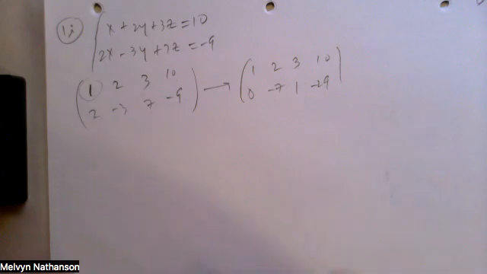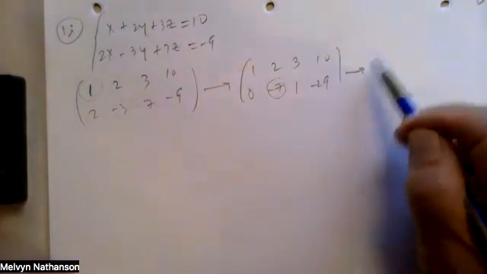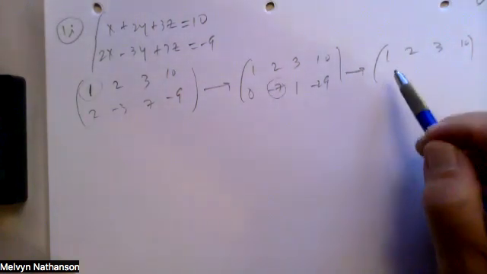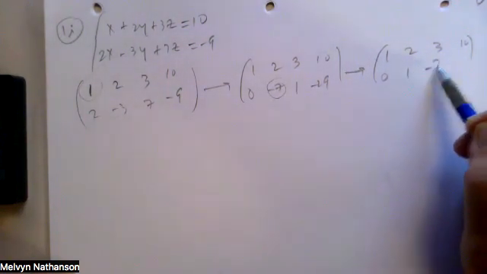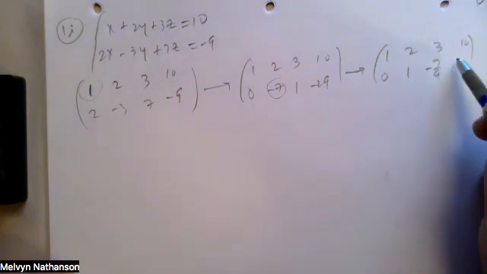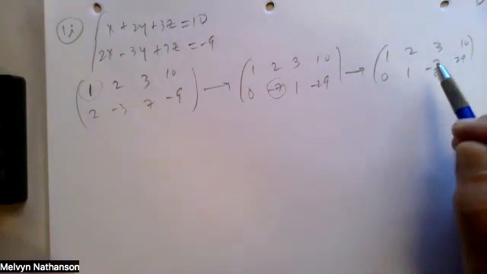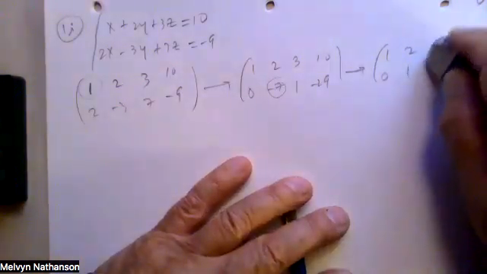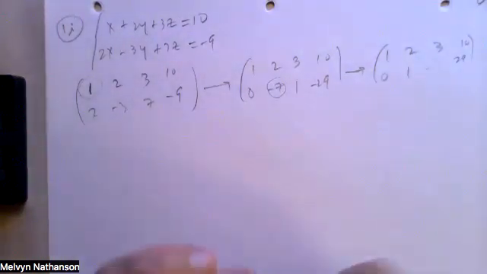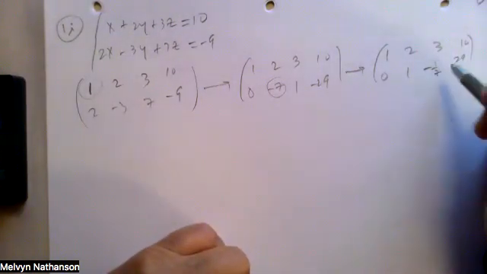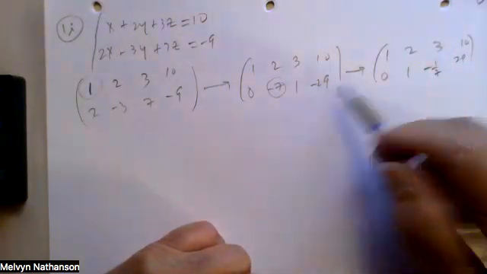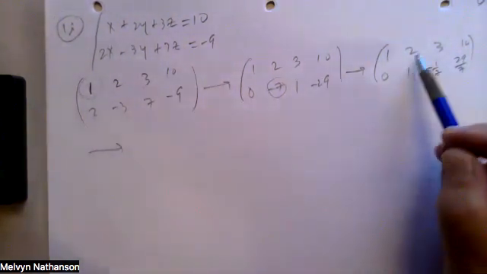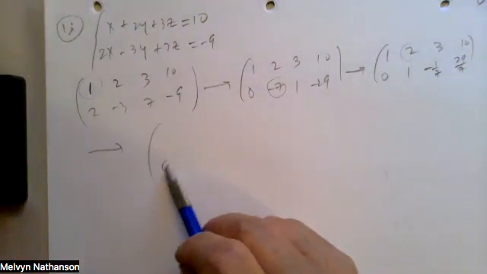Okay. And I want this to be a 1. So I multiply this row by 1 over minus 7. So 0, 1, this is 1 over minus 7, or minus 1 over 7. Minus 29 over minus 7 is 29 over 7. Okay. Then I want to get a 0 there.